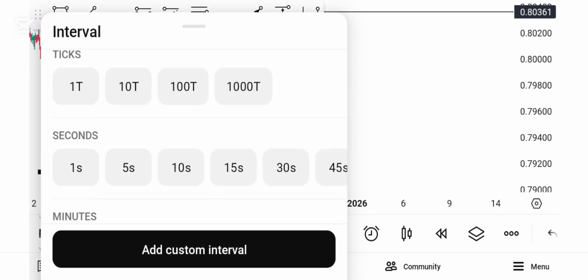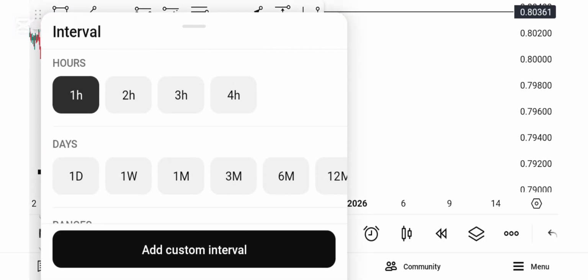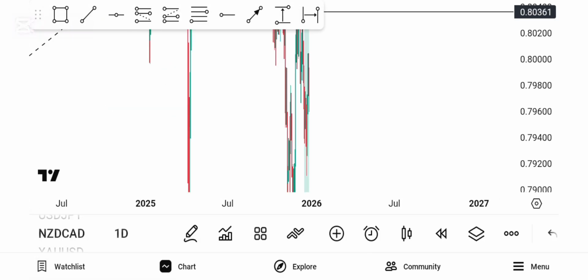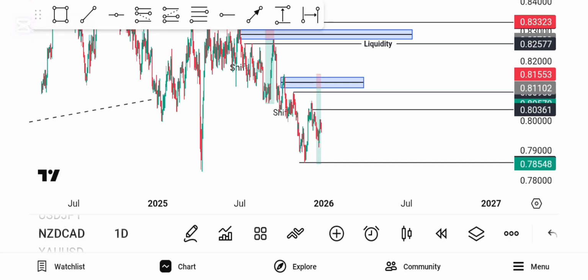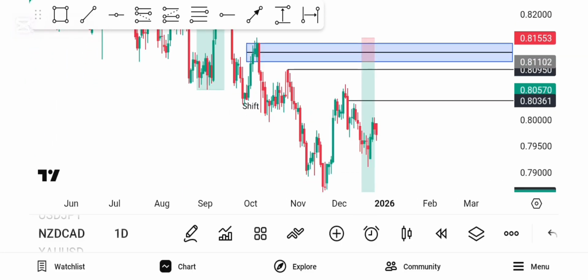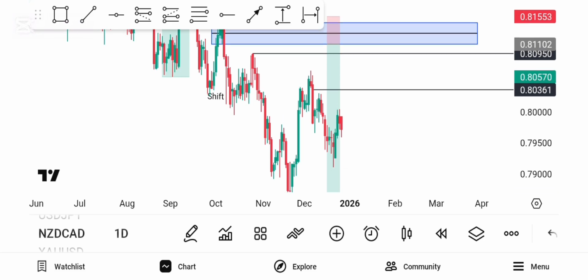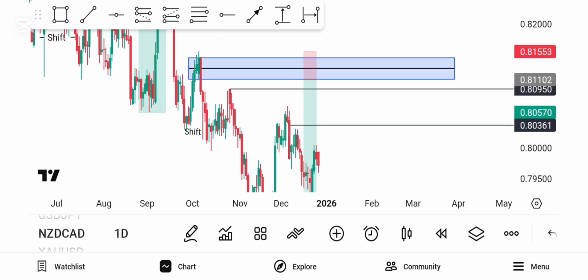I don't always like the lower time frame. The 1-hour time frame is actually one of them. So I don't like analyzing the lower time frame. I've analyzed this price already. I've been waiting for it. But let me just explain what I did here.